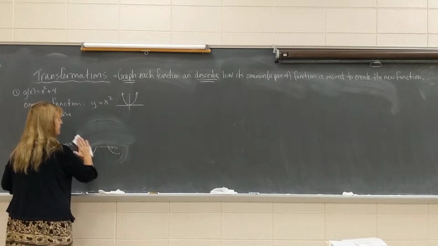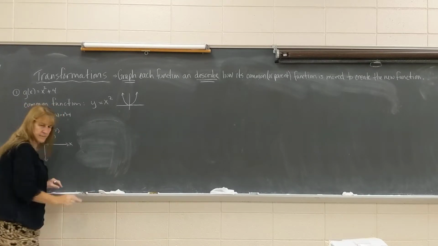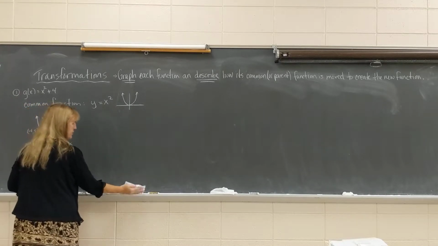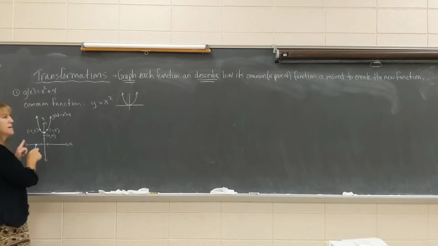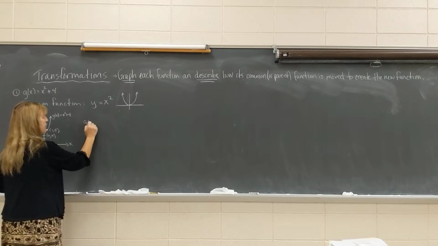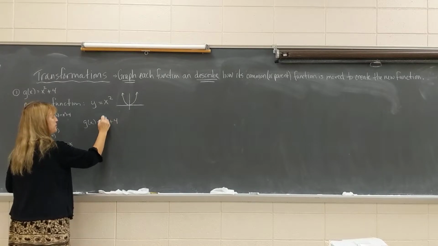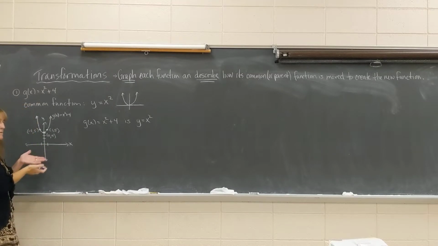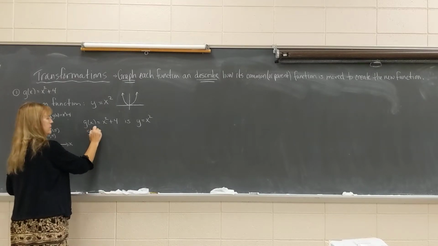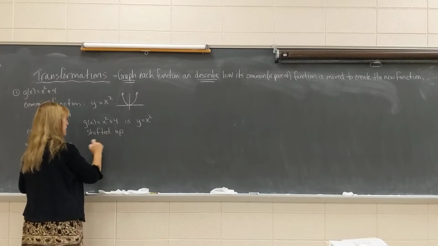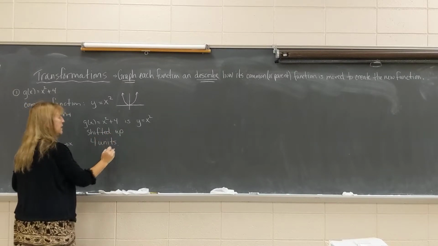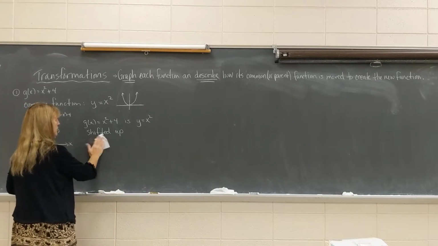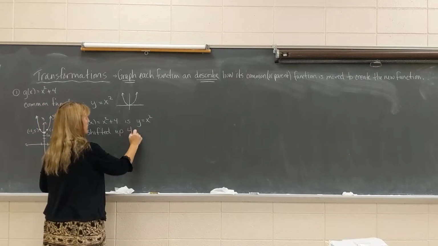So I'm going to erase this, and we are going to make a statement here about how the original common function, or the parent function if you will, is being manipulated to become this graph. So g of x, which is x squared plus 4, is y equals x squared shifted where? Up 4 units. You could just say shifted up 4. As a matter of fact, it's probably a little nicer if I just keep that over in one line, so I will. Up 4 units.